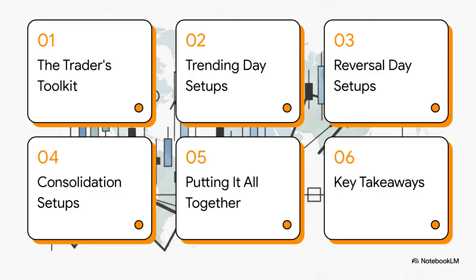So, here's our roadmap. We're going to start with the core analytical tools you'll need. Then, we'll explore 3 very distinct daily profiles: trending days, reversal days, and consolidation days. Think of these as templates for understanding the daily price story. And finally, we'll look at a real-world example to pull it all together.